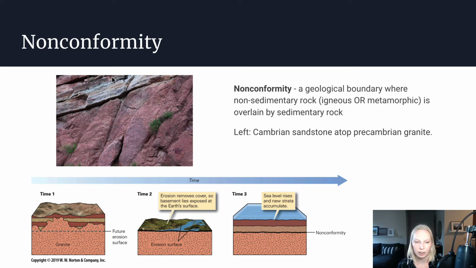In the image on the left, the top left here, you can see it's a little hard to illustrate in a photo unless I tell you what the rock types are. But you can see here at the bottom we have pre-Cambrian granite, so old granite, overlain by Cambrian sediments, so sediments that are much younger.